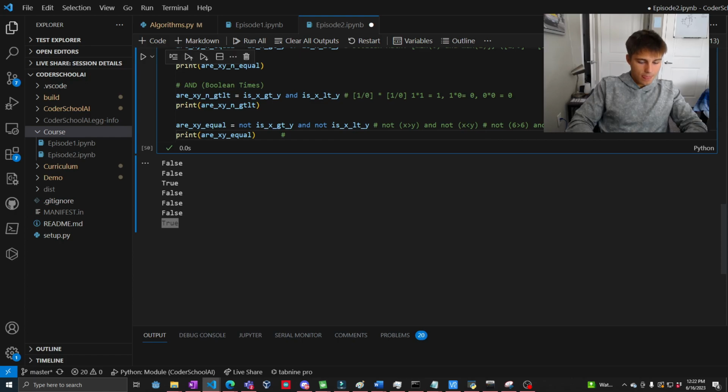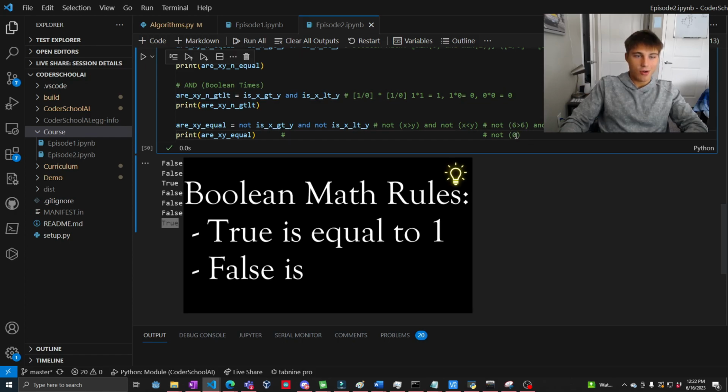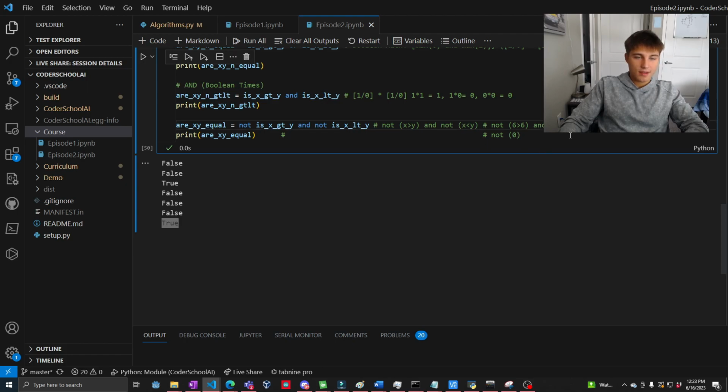Well, that's really saying, okay, not 0, not 0, right? Because 6 is not greater than 6. So this is going to become false, like we said up here, right? 0 and false are basically the same thing. And then this, not 6 less than 6, right? And not 0, because this is obviously not true as well.